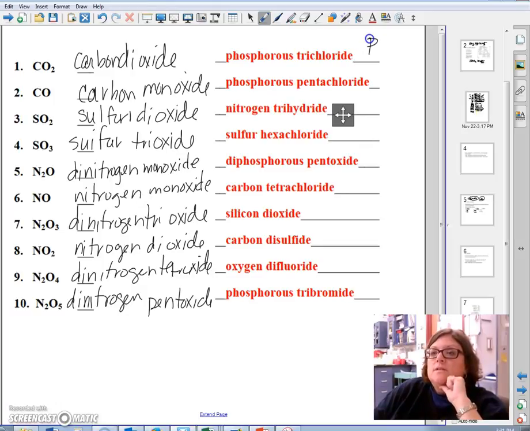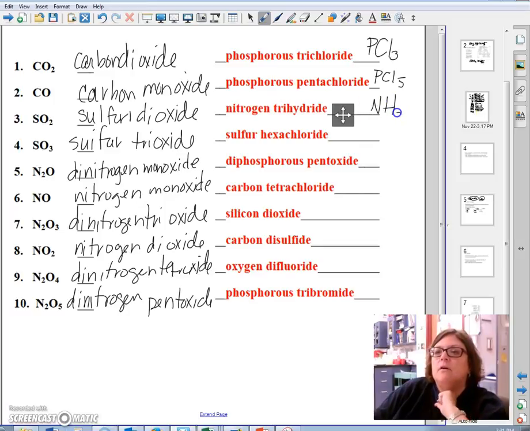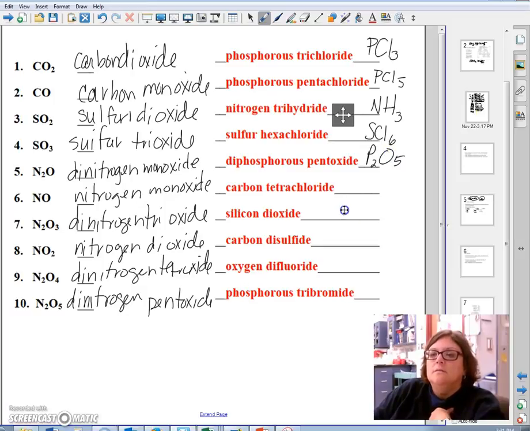First one, phosphorus trichloride. That means we have 3 chlorines. Phosphorus pentachloride means 5. Nitrogen trihydride. Hydride comes from hydrogen. How many hydrogens am I going to have? 3. The common name for that is ammonia. Sulfur hexachloride. Hexa is 6. Diphosphorus, 2 phosphoruses, pentaoxide, or pentoxide.